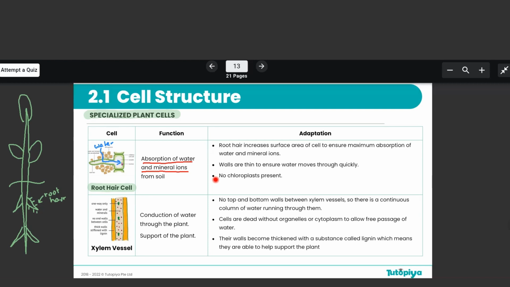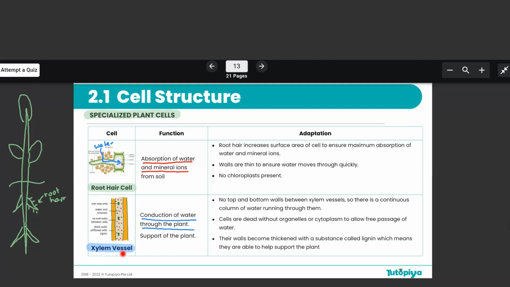And next, we are moving to the next specialized cell, which are the xylem vessels. Now, xylem vessels are the cells that conduct water up the plant. So when the roots have absorbed water through the root hair cells, the water then transports up the plant through these specialized cells called the xylem vessels.